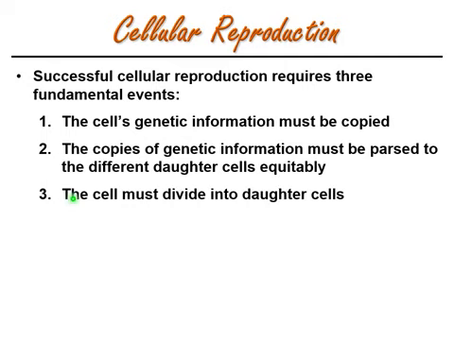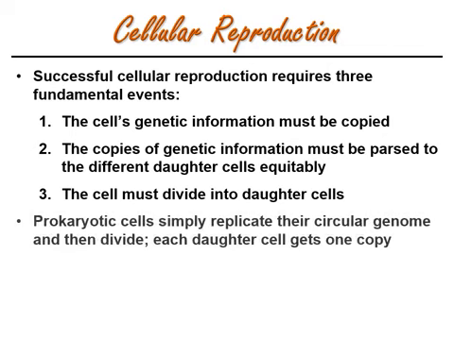The third most important thing that needs to happen, three fundamental events, would be the cell must divide into two daughter cells. So you have the process of replicating the DNA. You have the process of parsing the DNA so that you basically have one cell that has all that DNA separated to either end, and then you can start the division process and end up with two daughter cells. Now, prokaryotic cells, as I've said, simply replicate their circular genome in a thing called binary fission, and then they divide, and that's it. Each daughter cell gets one copy.